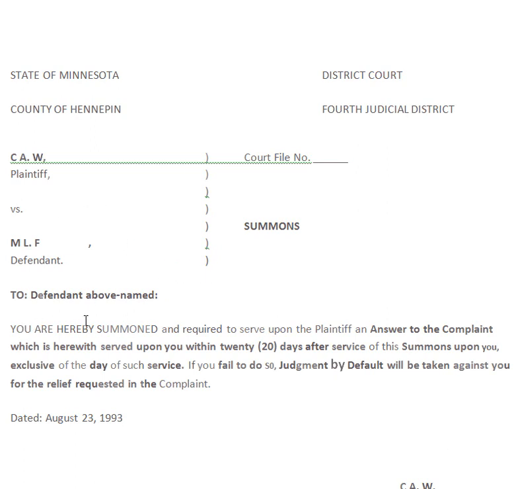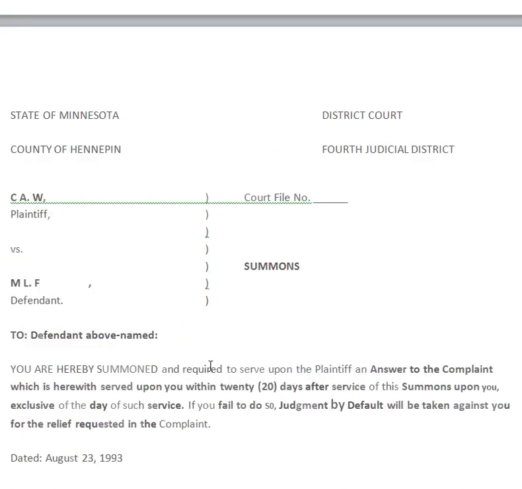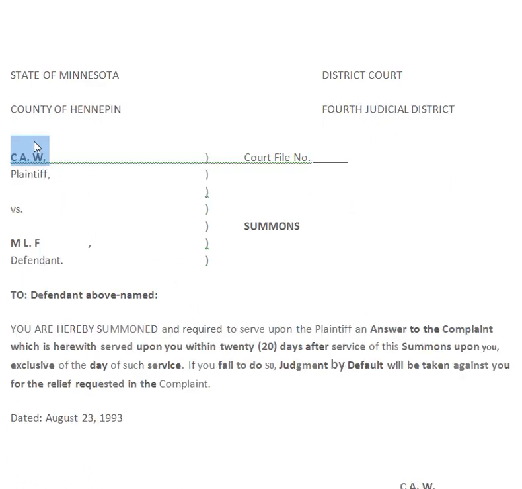And this is what it says: you are hereby summoned and required to serve upon the plaintiff an answer to the complaint which is herewith served upon you within 20 days after service of the summons upon you, exclusive of the day of such service. If you fail to do so, judgment by default will be taken against you for the relief requested in the complaint. Now, obviously, this is just an individual, right? So this would be considered what y'all call pro se, or sui juris, or whatever the case may be, right?